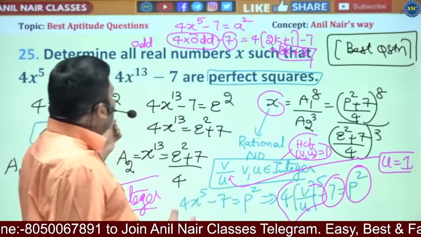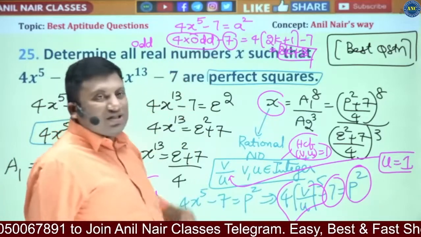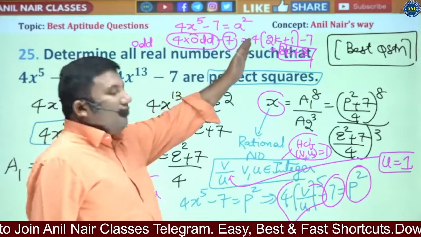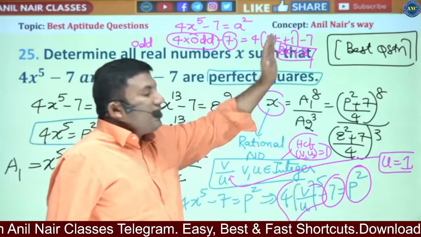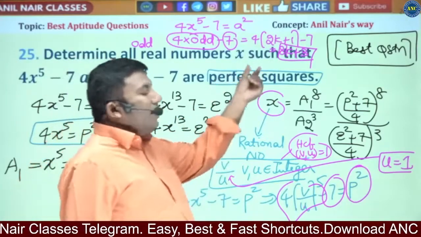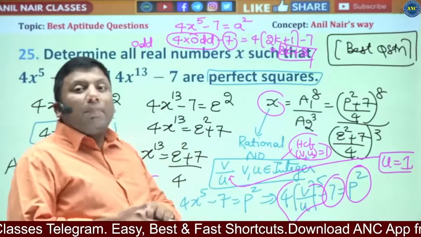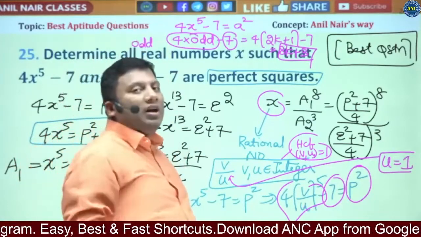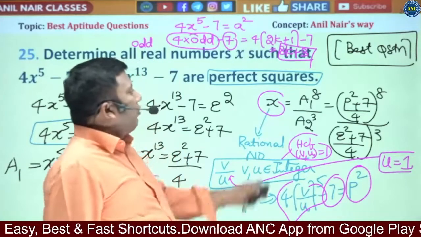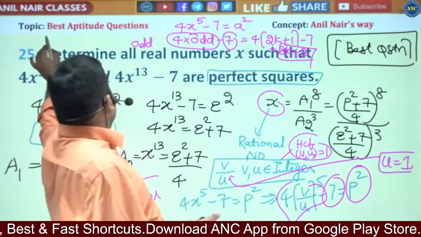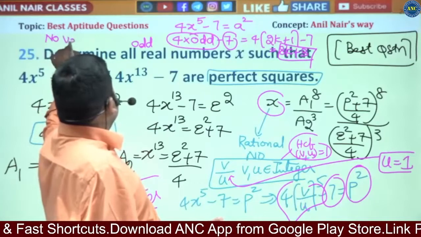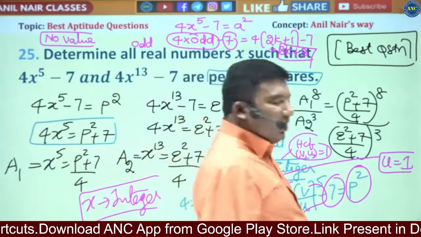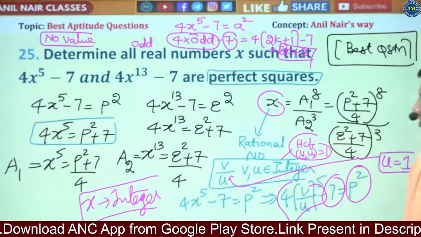x is an odd number as we require. 4 into odd minus 7. An odd number is of the form 2k plus 1, so it is 8k plus 4 minus 7, which gives remainder 3 on division by 8, that is 8k plus 5 minus... equivalently a remainder of 5 or 3 modulo 8. Any perfect square when divided by 8 has remainder 0, 1 or 4. I am not getting any of those remainders. So the answer is no value. Are you all with me? The answer is no value.